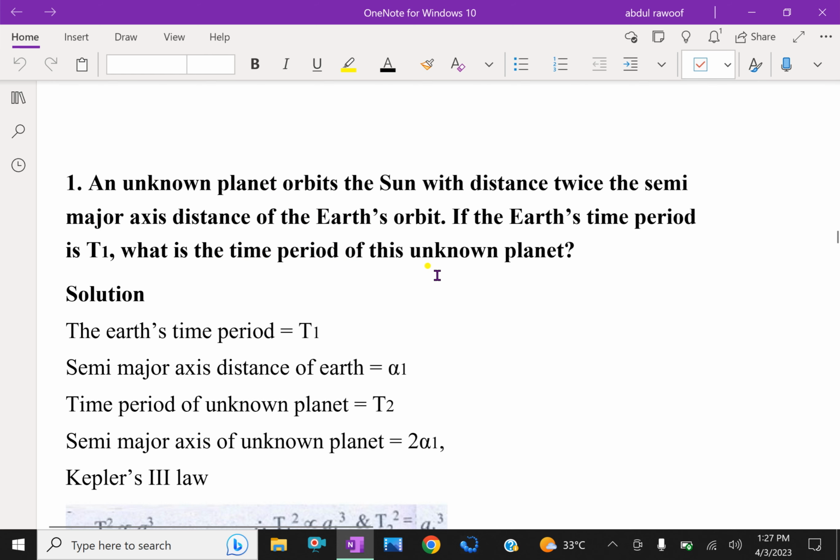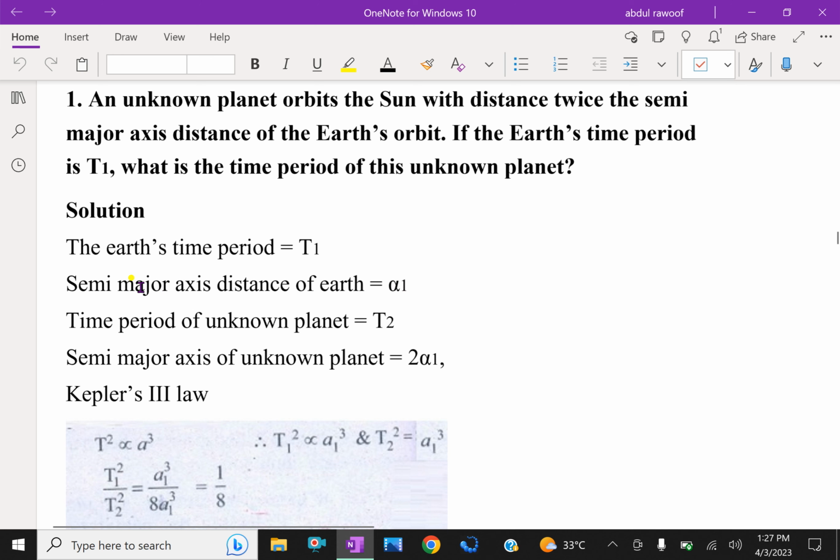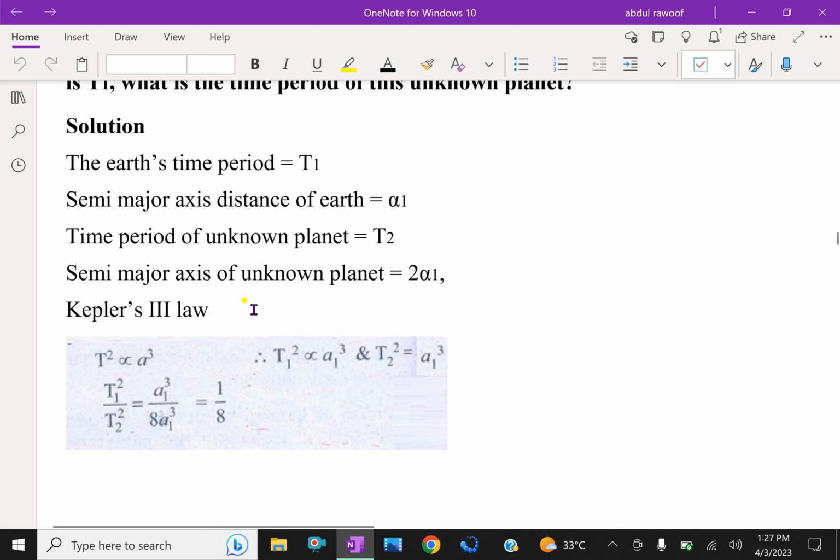For that you have to use the given things first. The Earth's time period is T1. Semi-major axis of the Earth is A1. Here the orbit is actually elliptical, so we have a major axis, and half of the major axis is A1. Time period of the unknown planet is T2. Semi-major axis of the unknown planet is 2A1.